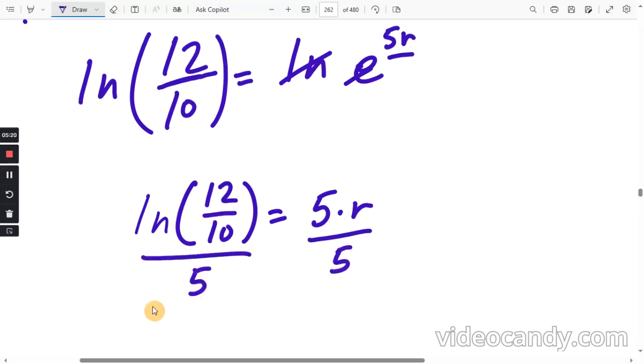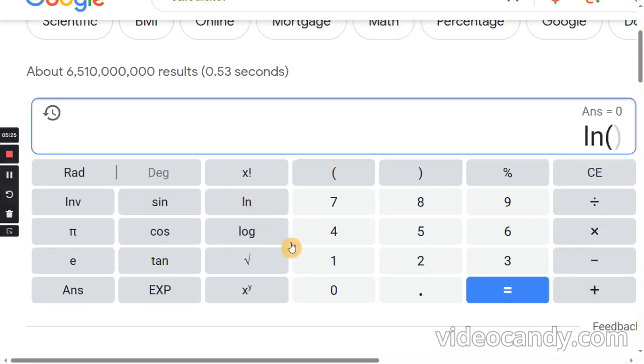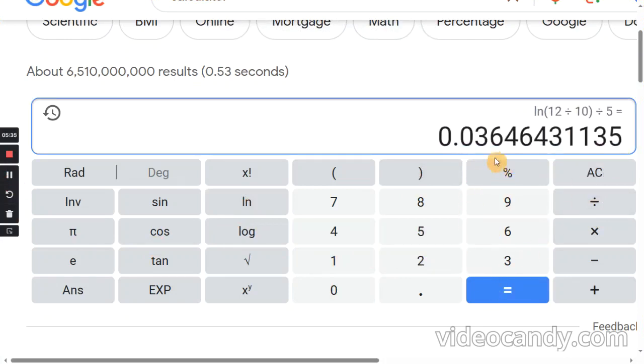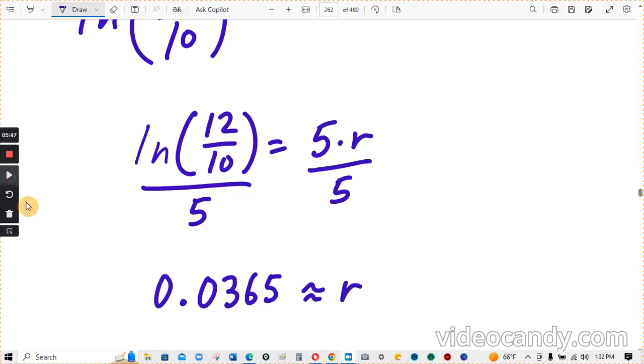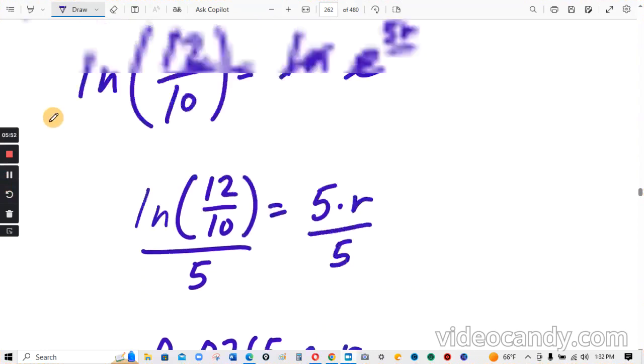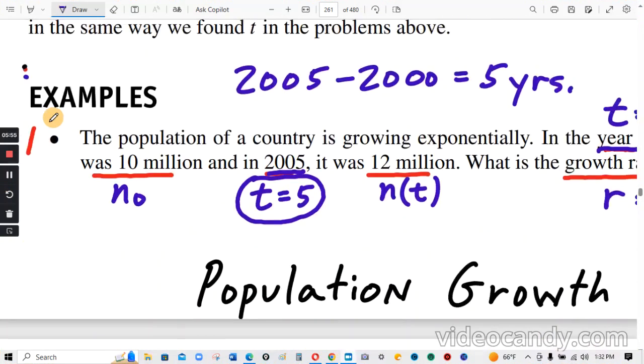All right, I'm going to do this on the calculator. ln of 12 tenths, close parentheses, divided by 5, numerator and denominator. Hit equals, we can do 4 decimals, 0.0365. I'm going to round it up, 0.0365. Now that is my rate.